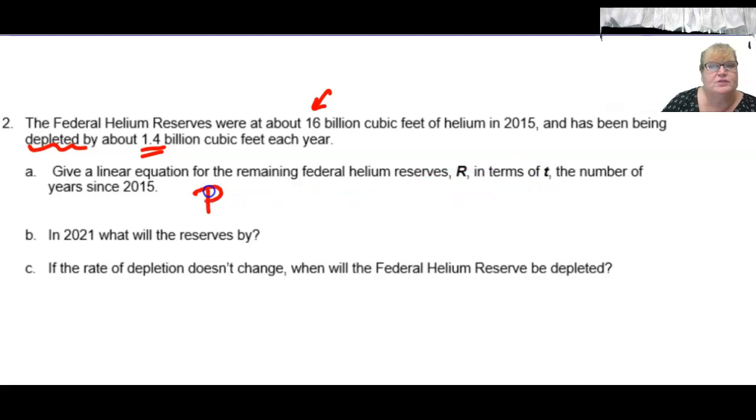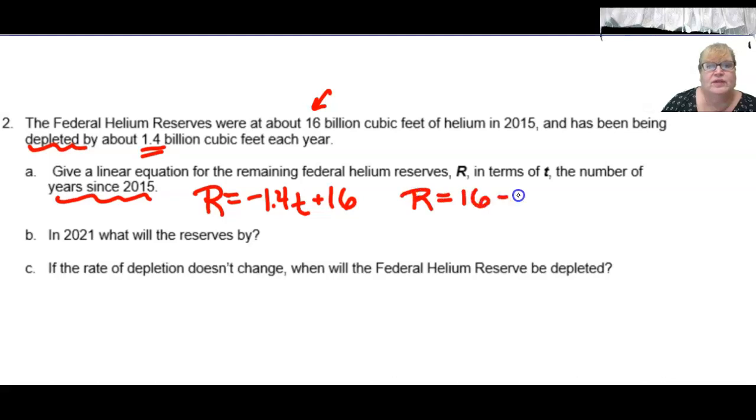It's pretty darn easy. It says years since 2015, so we can just use t. It started at 16, and it is going down 1.4 every year. I would have probably written it started at 16 and it's going down 1.4 every year. These are equivalent. Either one is fine. All right, what will it be in 2021? So this is 6 years later. So we're going to put a 6 in here in either one of them.